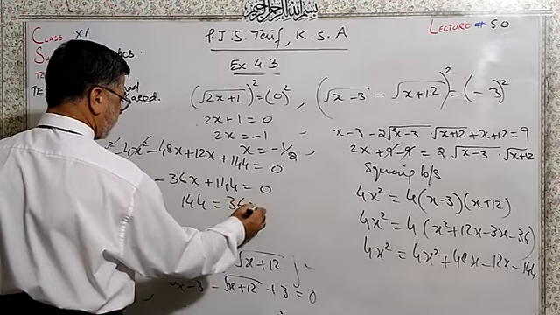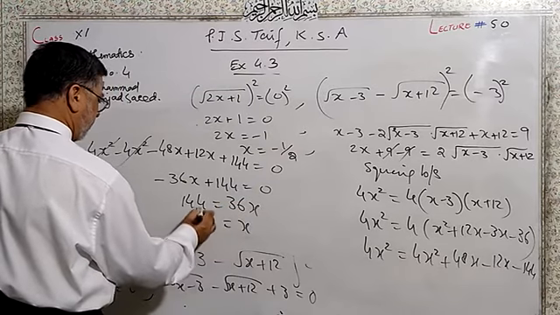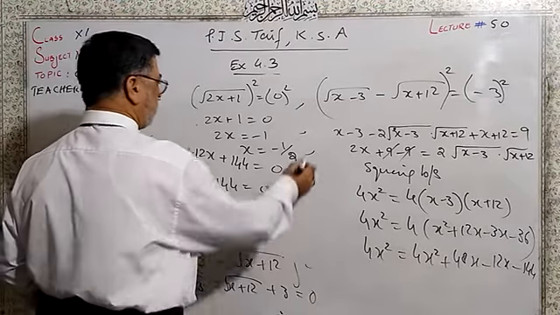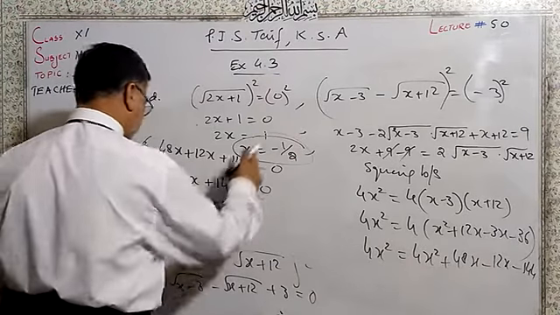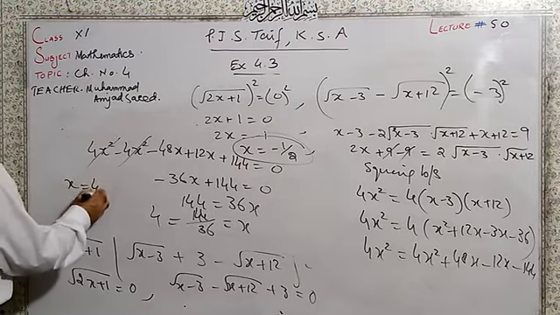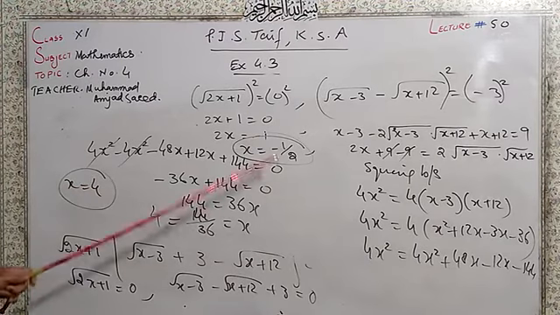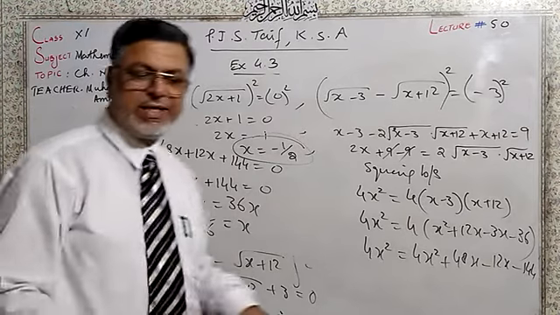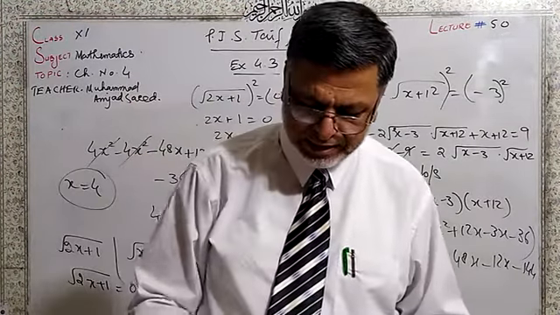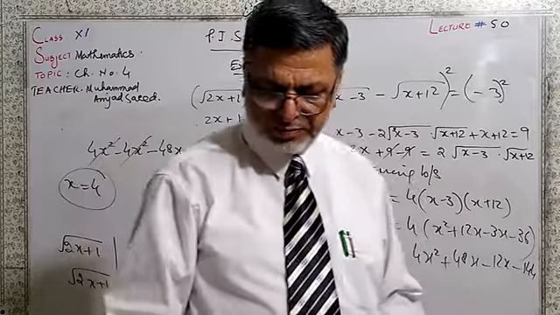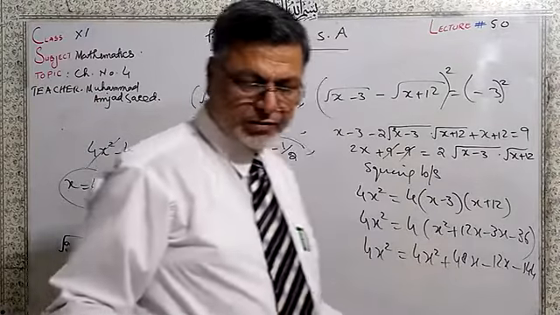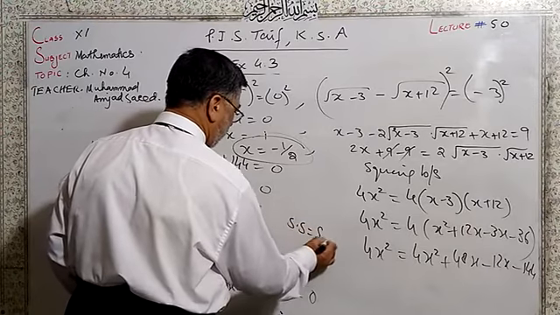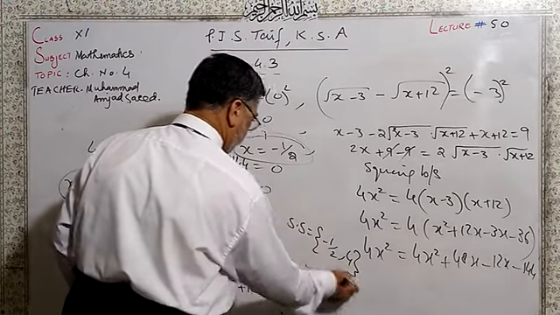144 is equal to 36x and x is equal to 144 over 36. That will be equal to 4. Dear students, one value of x is minus 1 over 2, another value of x is 4. And if you check these values in the given equation, you will get left hand side equal to right hand side. Check by yourself by applying these values in your given equation. So in this way you have the solution set equal to minus 1 over 2 and 4.